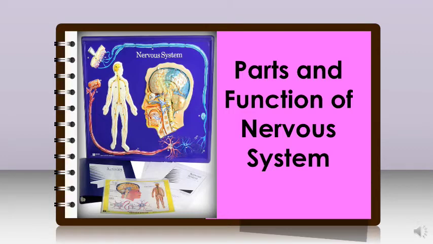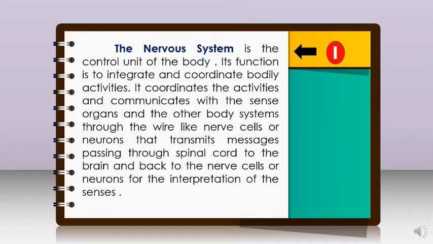So today we will discuss the parts and function of the nervous system. The nervous system is the control unit of the body. Its function is to integrate and coordinate bodily activities. It coordinates the activities and communicates with the sense organs of the other body systems through the wire-like nerve cells or neurons that transmit messages passing through the spinal cord to the brain and back to the nerve cells or neurons for the interpretation of the senses.